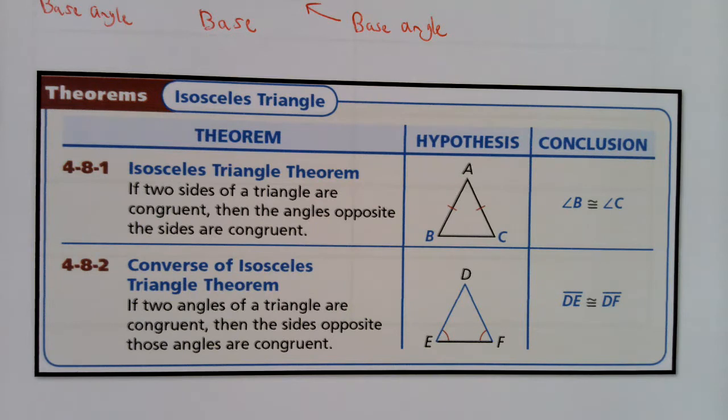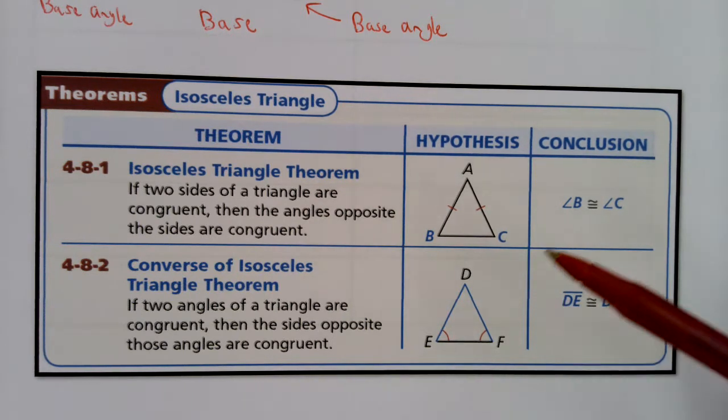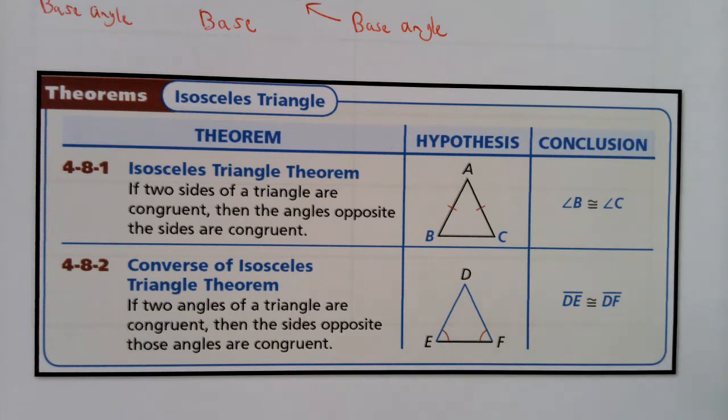And the converse is also true. If you know two angles of a triangle are congruent, then the sides opposite those angles are congruent. So if you knew that angle E was congruent to angle F, then you can conclude that segment DE is congruent to segment DF. Okay? You have to know those two theorems.